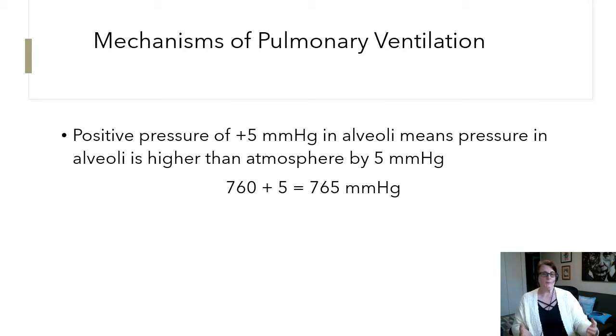So positive pressure of 5, 760, which is atmospheric, plus 5 is 765. My total pressure in my alveoli is 765. 765 and 760 means my air is going out, not in this time. It is going out.